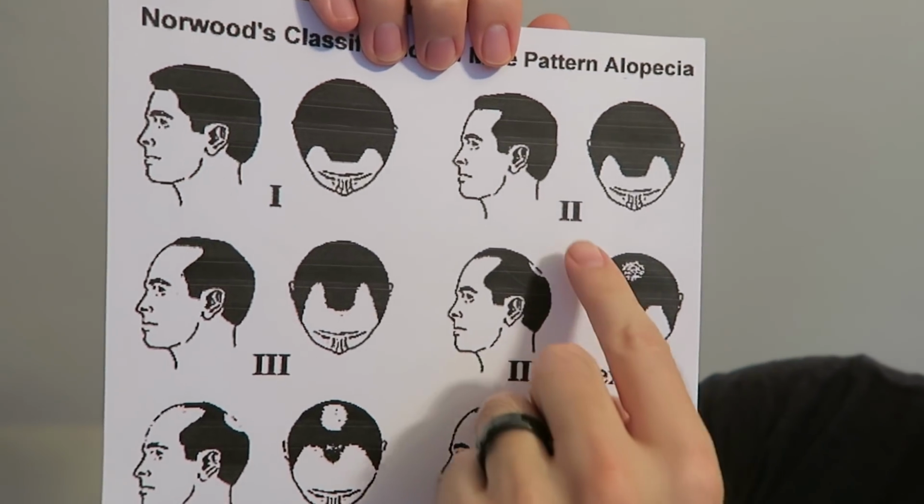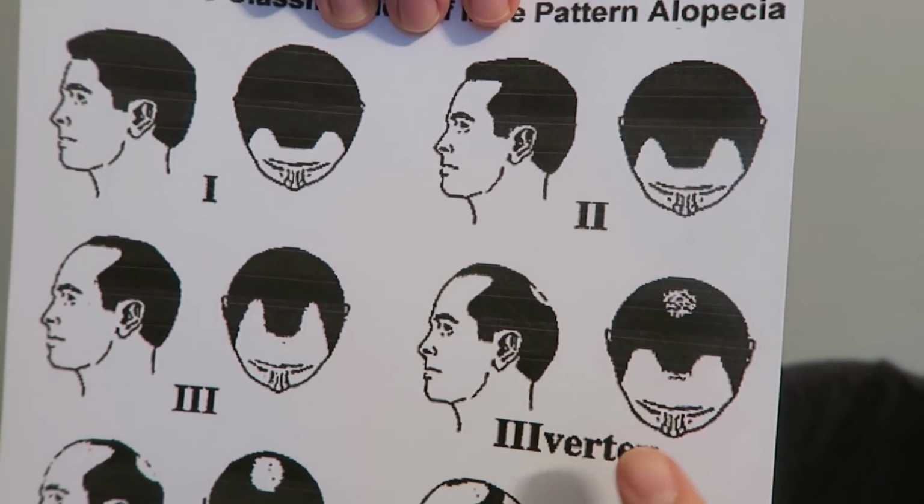Let's just take a new vote then. I want you to decide, am I Norwood 2 or Norwood 3? Because this would change everything for my future. Norwood 2, Norwood 3.